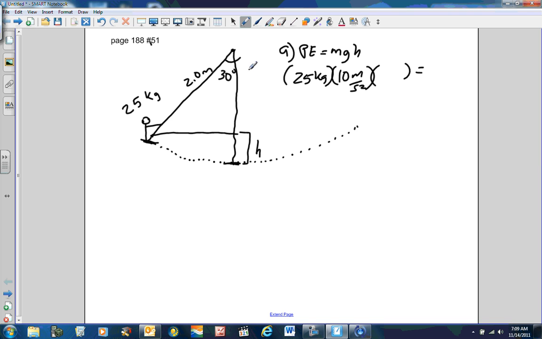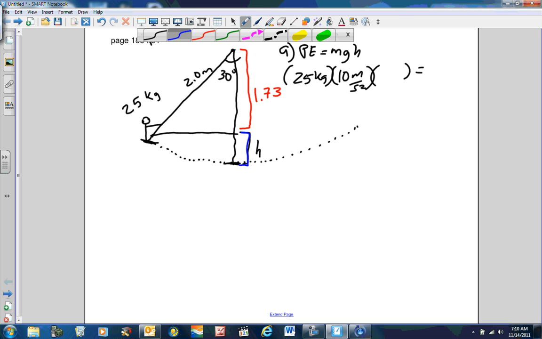So, how do I do that? Well, let me go up here and get a different colored pen. From here to here, I can find this red distance using 2 meters times cosine of 30. 2 meters, because this is hypotenuse, this is adjacent. Put that in your calculator: 2 meters times cosine of 30 degrees. Be sure you're in degree mode, and you'll get 1.73.